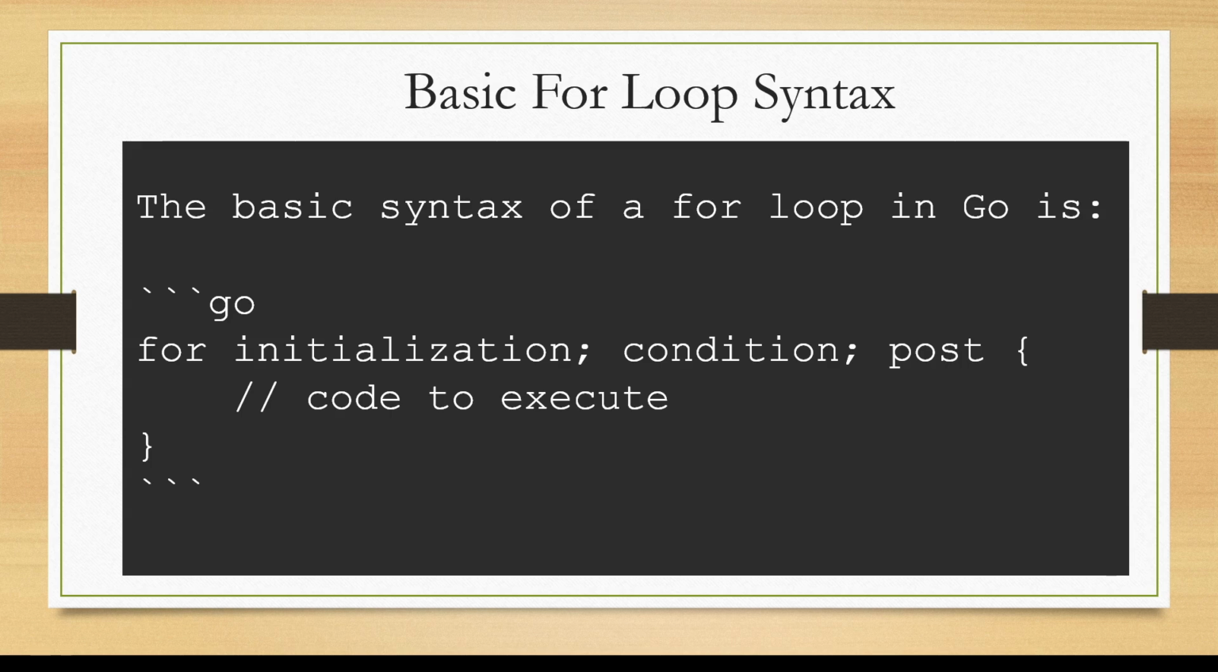This format is really helpful for things like printing tables of numbers, going through an array, or repeating a task a set number of times, which honestly comes up all the time in coding interviews and real life development. One quick tip: don't forget the semicolons between these three parts. That's a common mistake when you are new to Go. Alright, now let's see how this looks in a real example in the next slide.